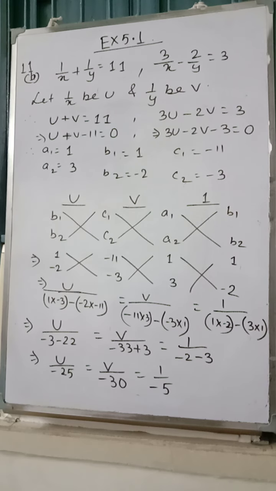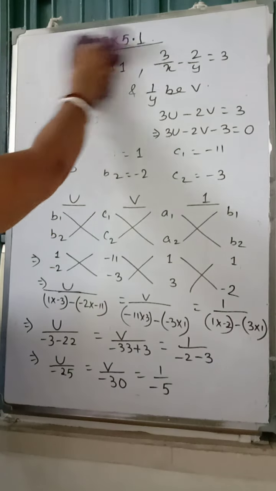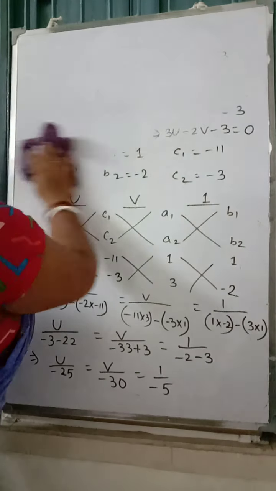And then we have applied the formula u by b1 c2 minus b2 c1 is equal to v by c1 a2 minus c2 a1 is equal to 1 by a1 b2 minus a2 b1. So this formula is applied. Then finally I am left with u by minus 25 is equal to v by minus 30 is equal to 1 by minus 5. See, it is looking a little difficult, but it is not. You just try, you will get it.